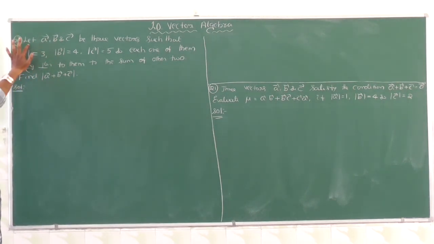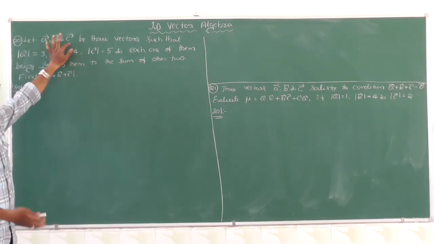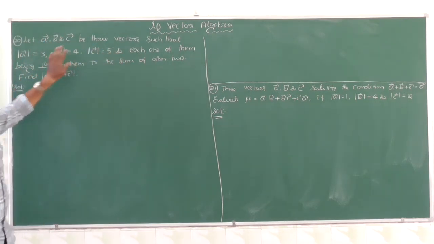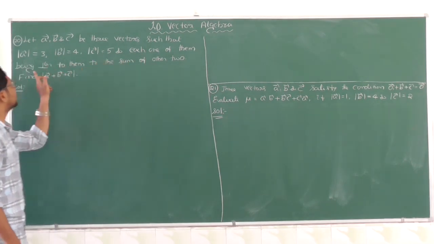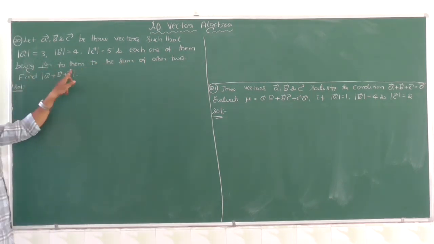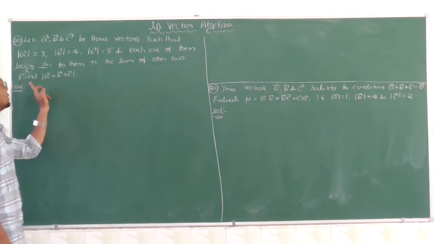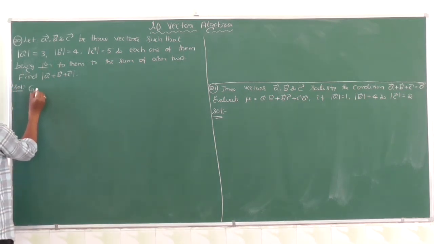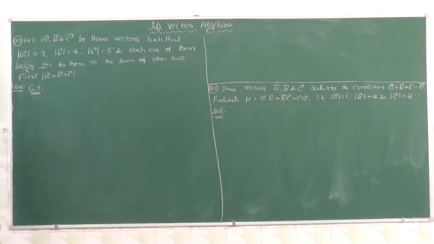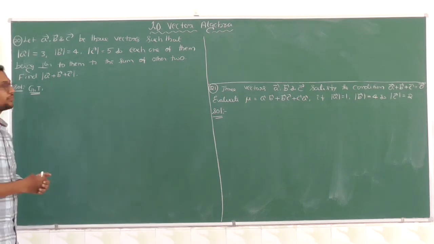Just see. Let A, B, C be three vectors such that magnitude of A is 3, magnitude of B is 4, magnitude of C is 5, and each one of them is perpendicular to the sum of the other two. Then find the magnitude of A vector plus B vector plus C vector. First, write down the given things. Whatever is given in the problem, we just write down.